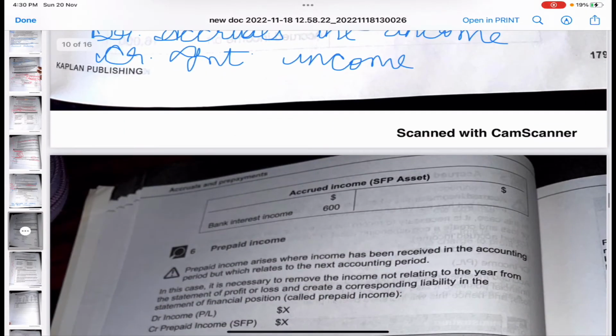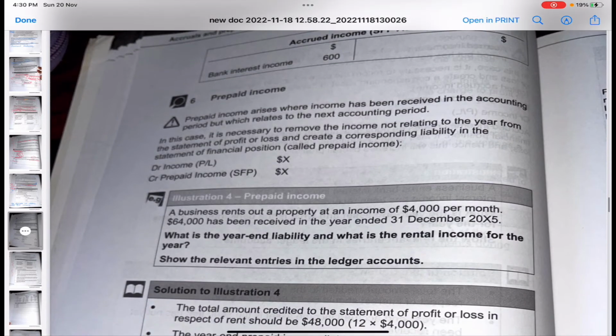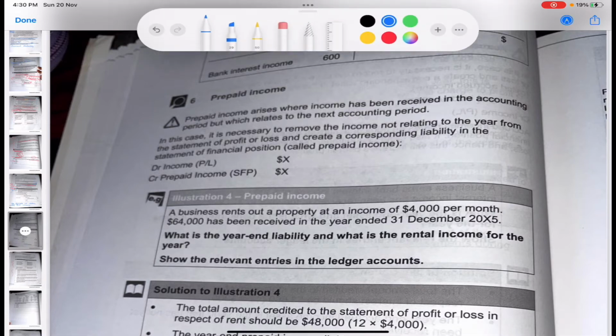Okay, so the ledger accounts, you know how to make them. If you know the journal entries, you can make the ledger account. So now let's come to prepaid income. We all know what prepaid income is. Is prepaid income an asset to us? Yes, it is an asset. So what is the journal entry of prepaid income? Sorry, just a second. Let me correct myself. Prepaid expense is an asset to me. Prepaid income is a liability.